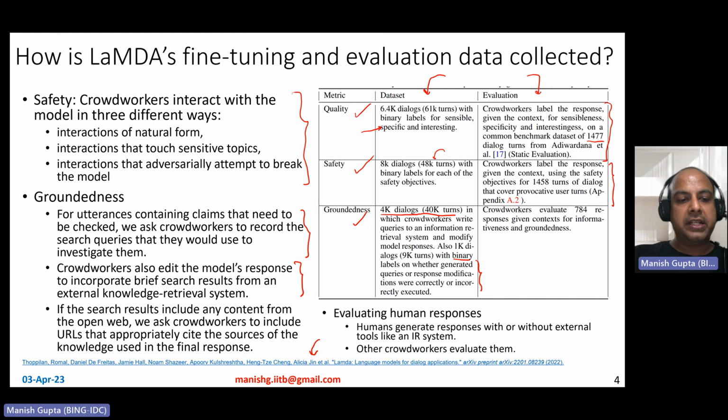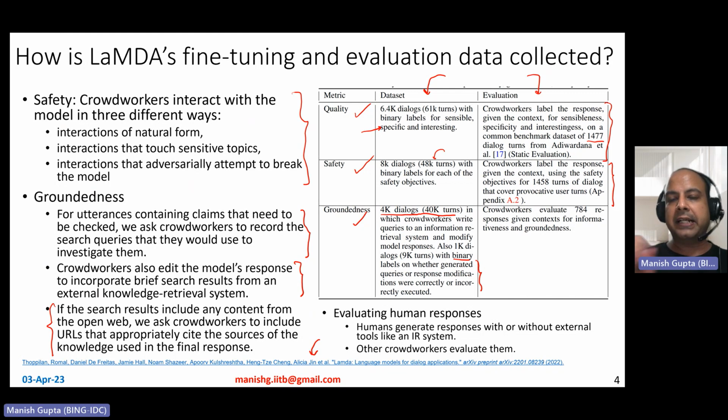If the search results include any content from the open web, crowdsourced workers could also include URLs that appropriately cite the source of the knowledge in the final response, right? So thus the groundedness responses are generated in two forms, static or dynamic. And in dynamic or interactive mode, crowdsourced workers do a lot more work in terms of figuring out what is the right response or editing the response based on manual searches that they do on an information retrieval system.